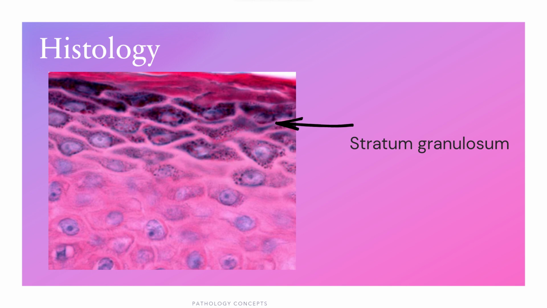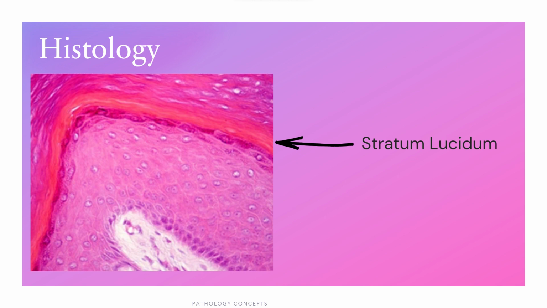Lamellar granules contain glycolipids that get secreted to the surface of cells, and they function as a glue that keeps the cells stuck together. Fourth is stratum lucidum. It has 2 to 3 cell layers. It is present in the thicker skin found in the palms and soles.